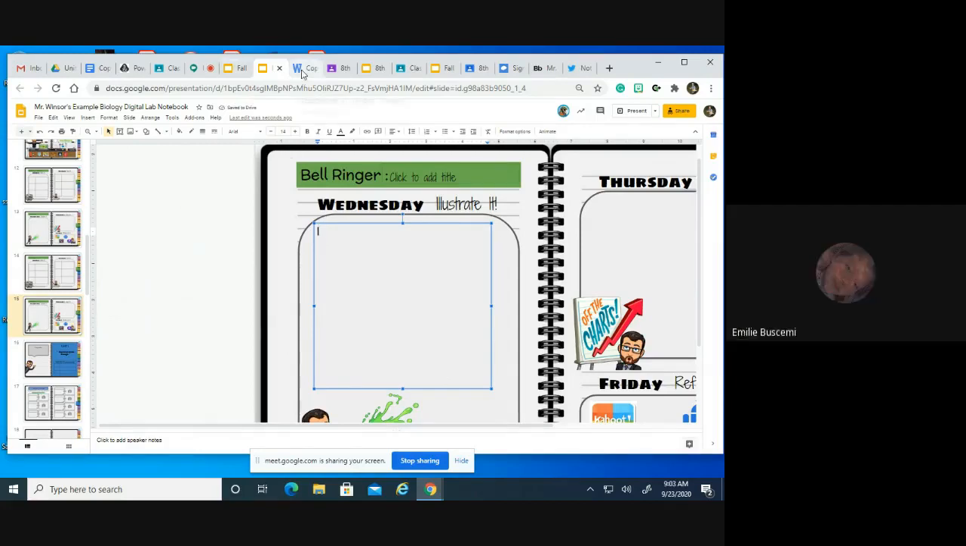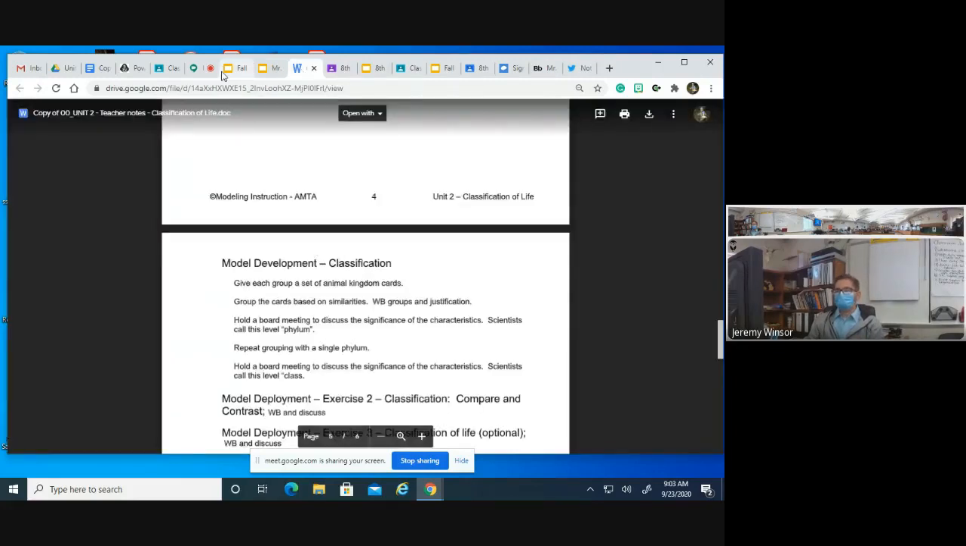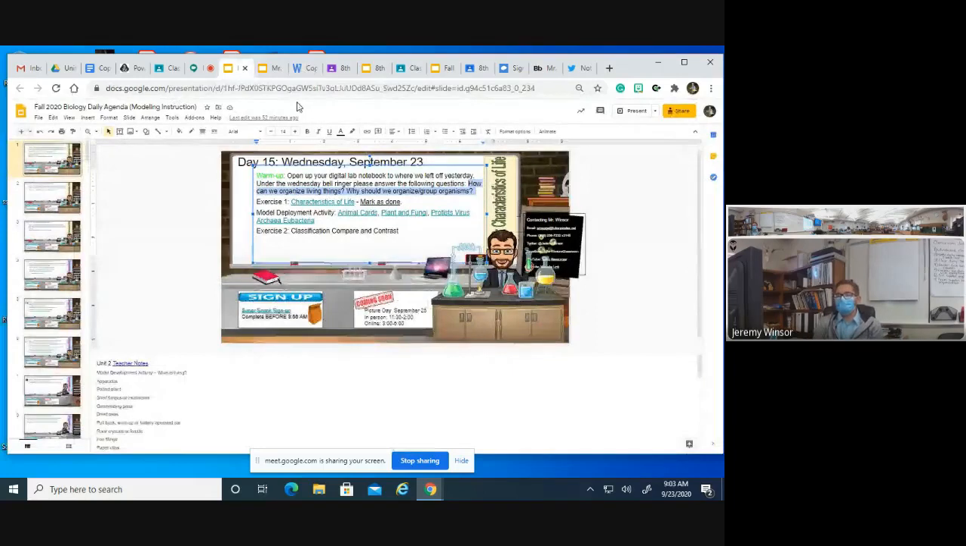Okay, so we don't have to draw it? You don't have to draw it. You can just answer it this time. So how can we organize living things? Why should we organize or group organisms?